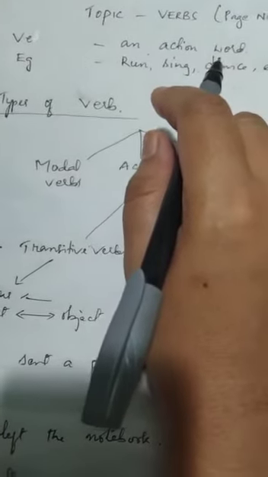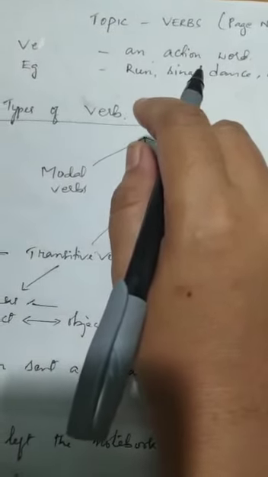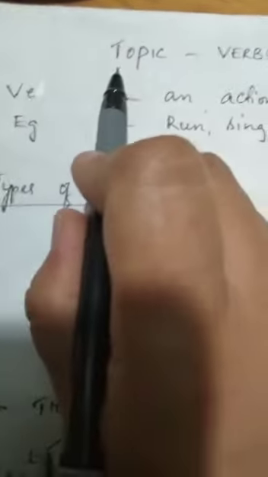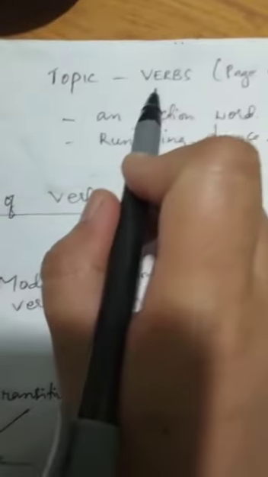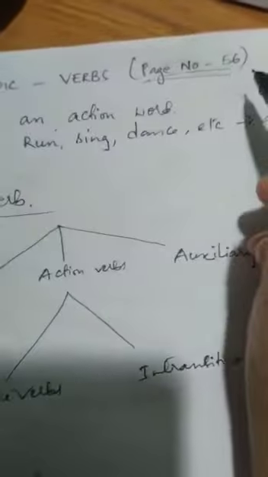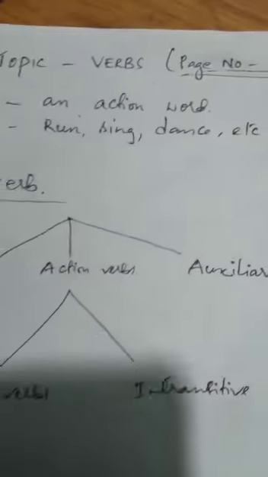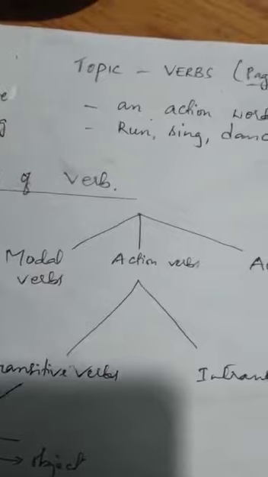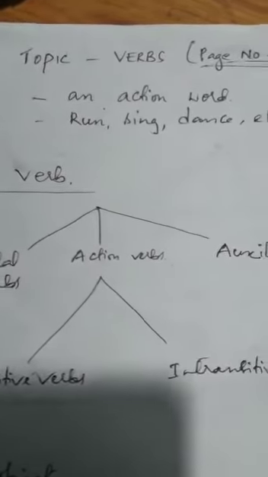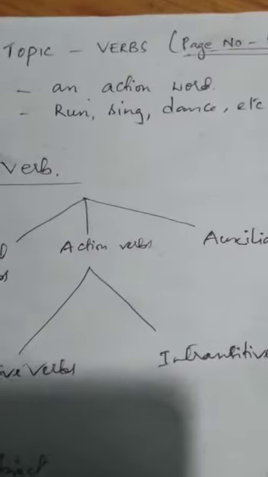Today we would be discussing one of the most important topics from English grammar. That is, the topic for today is verbs, okay? And this topic you would see on page number 56, okay? In your textbook, page number 56, you would see this topic. So today, with the help of a diagram, very quickly let me try to explain the types of verbs, okay?